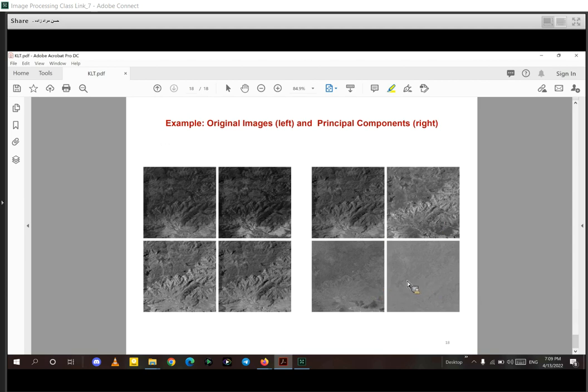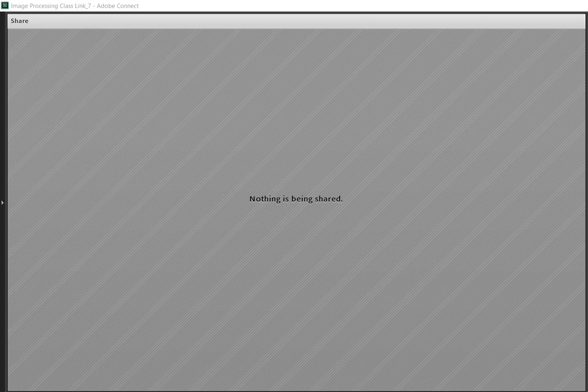You see here the main component is this item, or maybe plus this item. These items are DC or have no variations, and can be neglected with a small mean square error. That's right. And this was the meaning of the last transform, KLT, Karhunen-Loeve Transform.